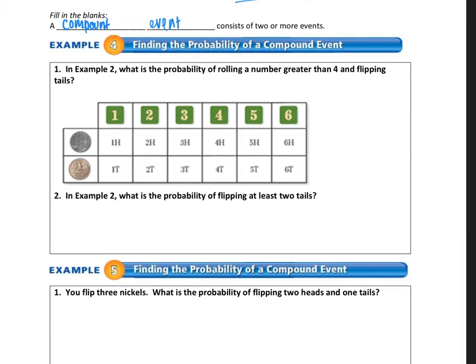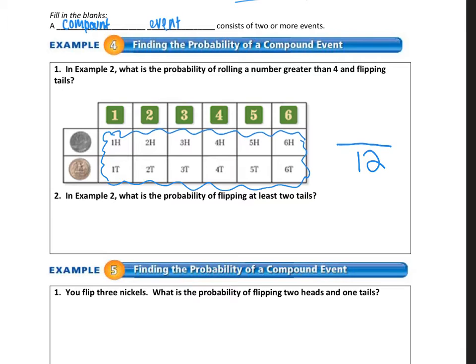So it says, in example 2, what is the probability of rolling a number greater than 4 and flipping a tails? Okay, so this is where knowing all the possible options, the sample space, comes in handy. Okay, so we created this last video. This is just a nice little neater. And remember, all of these different options, that's the sample space. So there were 12 total options. That's always the denominator, the total, right?